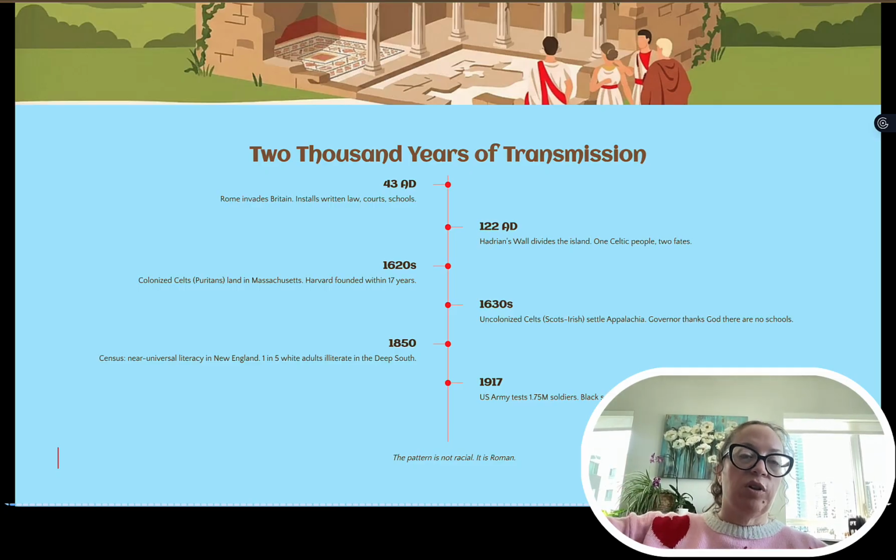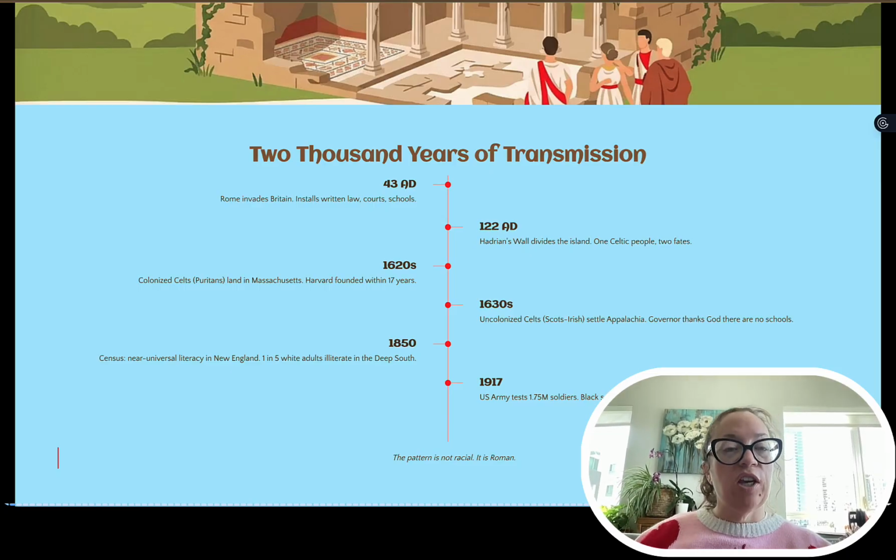In the north and west of Britain, the Scottish, the Irish, the Welsh, the borderlands, they resisted Roman conquest and managed to stay unconquered. So their Celtic culture survived intact. So same island, same Celtic ancestors at the starting point, one group colonized by Rome, one group not. That's where this story begins.